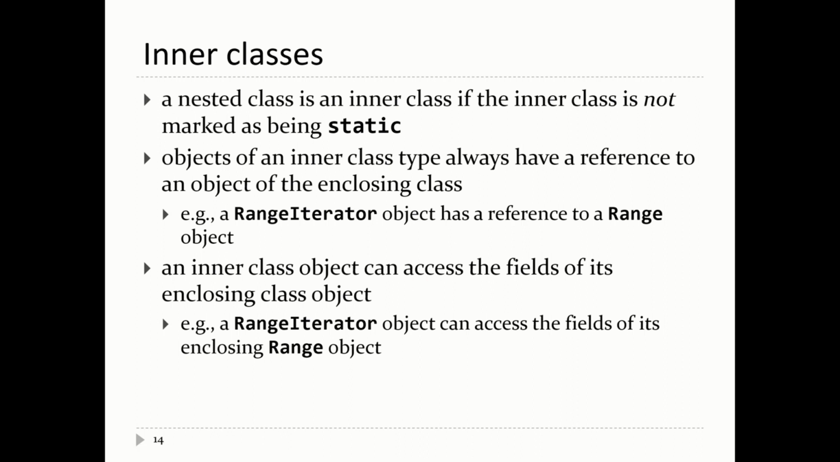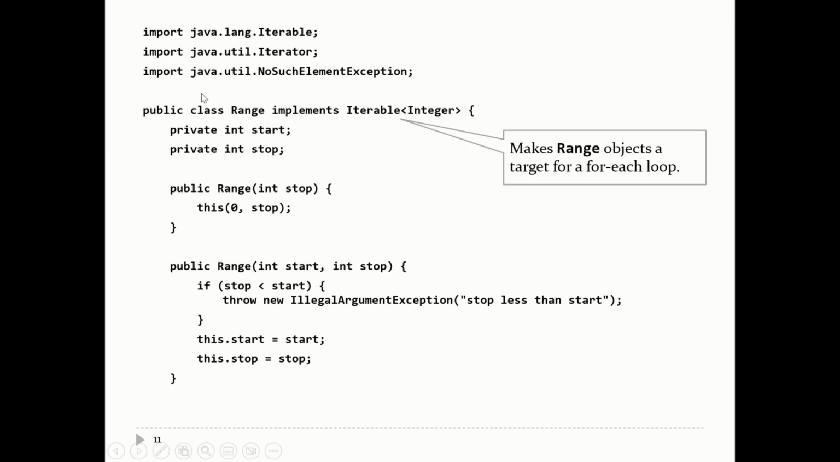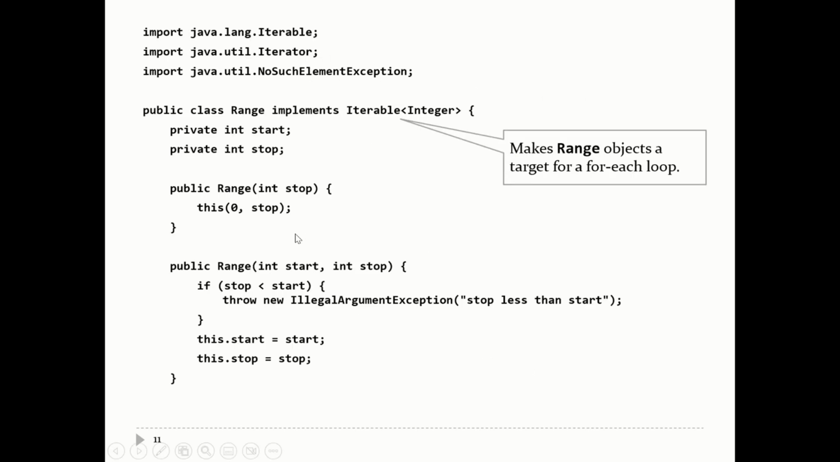If you have an inner class, then that class is allowed to access the fields of the enclosing class. That means range iterator gets to see everything that's inside of its range object. So inside range iterator, I'm allowed to access the fields start and stop, even though they belong to range and even though they're private. The way it gets access to them is weird, but it does have access to them.